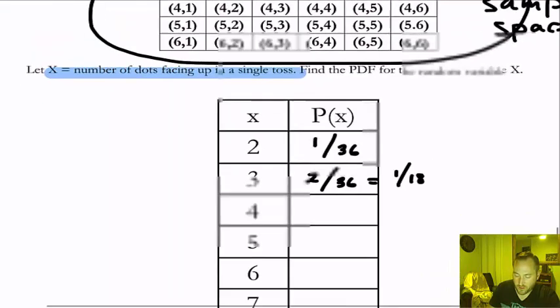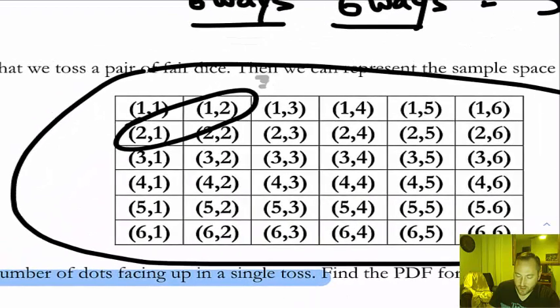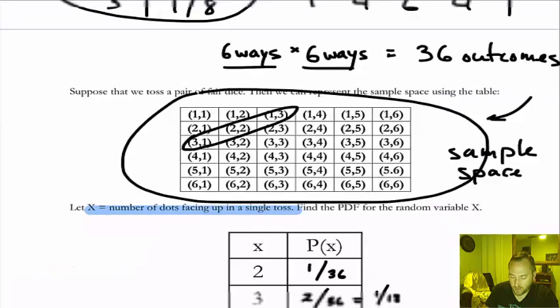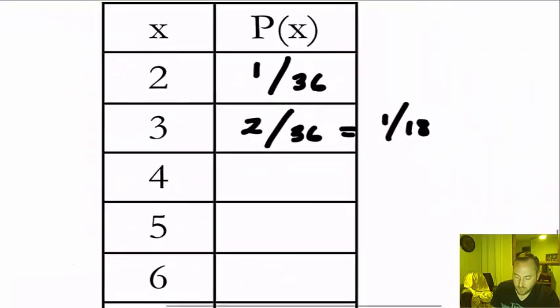Next, let's look at the 4s, and again with the pattern, you'll recognize that this is all on the diagonal here. So here's this one here for 4. There are 3 outcomes that occur, where we have 1, 3, 2, 2, and 3, 1. Again, order does matter, as the first toss and then the second toss. So that would be 3 out of 36, and that reduces to 1/12.